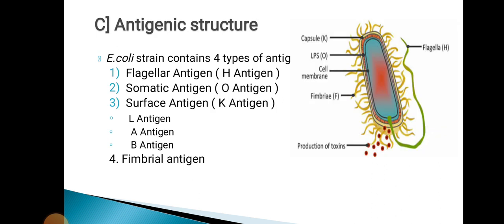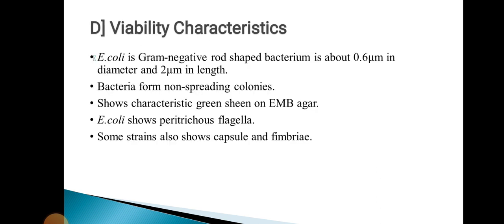Next one is antigenic structure. E. coli strains contain four types of antigen. The first one is the flagellar antigen, that is the H antigen. The second one is the somatic antigen, that is the O antigen. The third one is the surface antigen, that is the K antigen. And the fourth one is the fimbrial antigen.